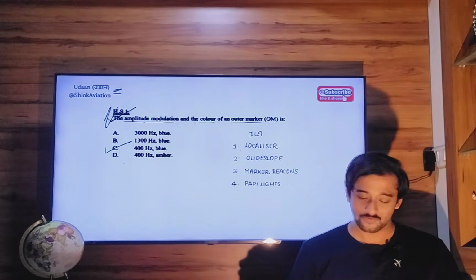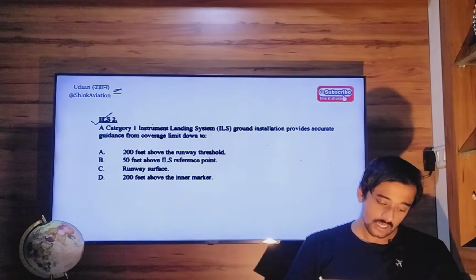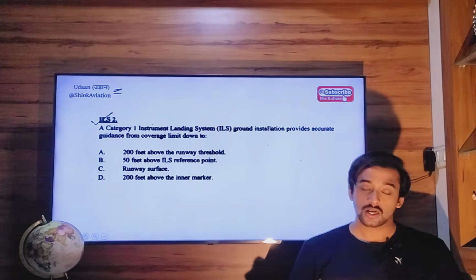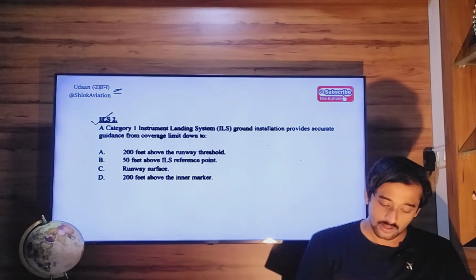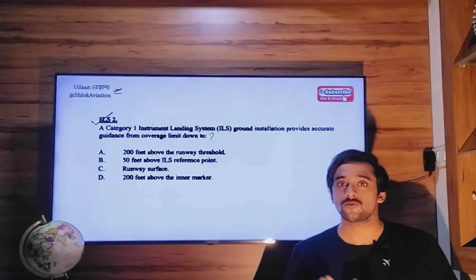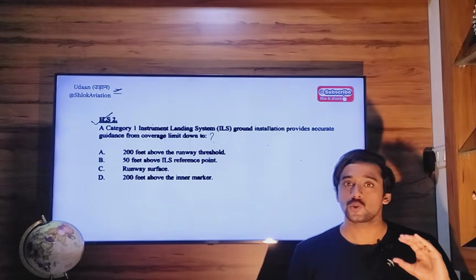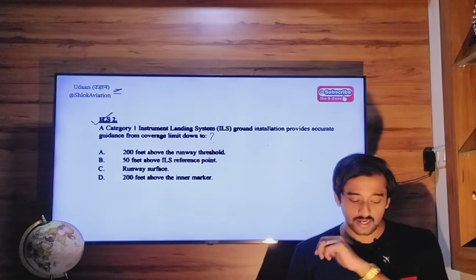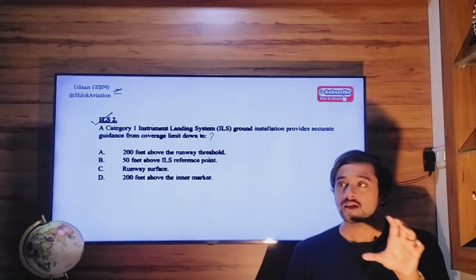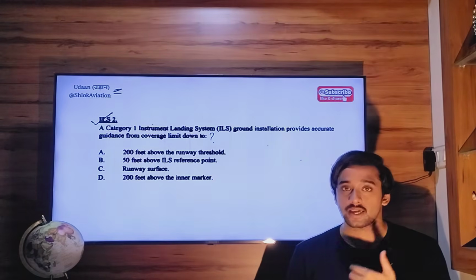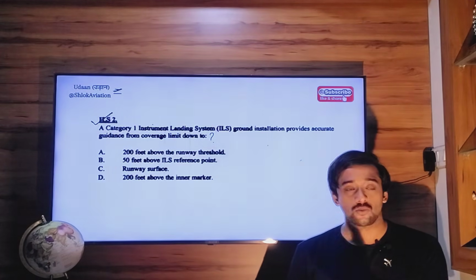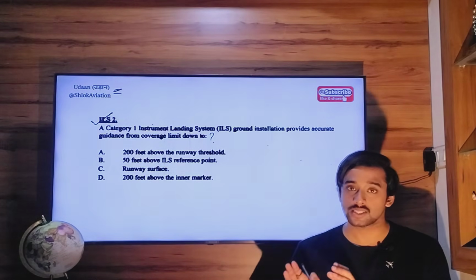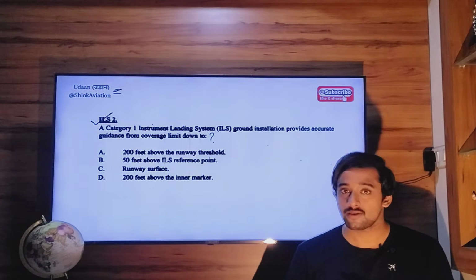So option Charlie. Next. A Cat 1 ILS ground installation provides accurate guidance from coverage limit down to what? There are different categories of ILS: Cat 1, Cat 2, Cat 3, Cat 3A, 3B, 3C. Depending on the outside meteorological conditions like cloud ceiling and visibility, you will determine what category applies to you.